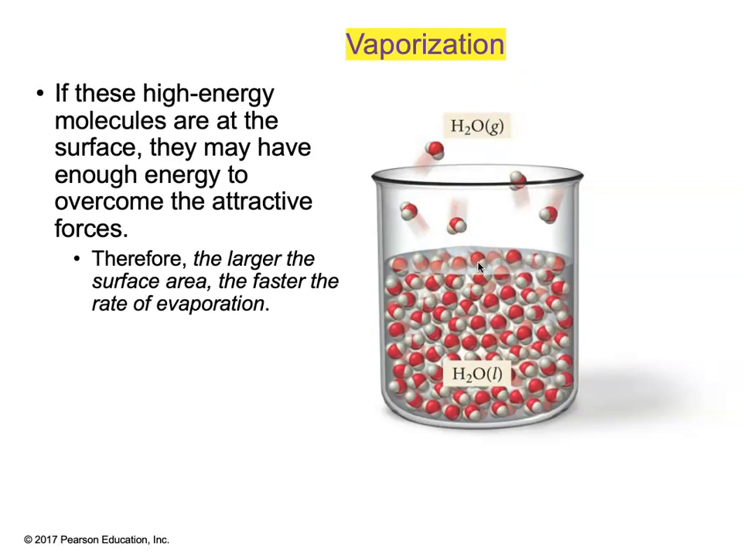If these high energy molecules are at the surface, they may have enough energy to overcome the attractive forces. Therefore, the larger the surface area, the faster the rate of evaporation. So if you were to take this same water that's in this beaker and pour it into a larger beaker that has a greater surface area, that water is going to evaporate faster than if it's in the smaller beaker.